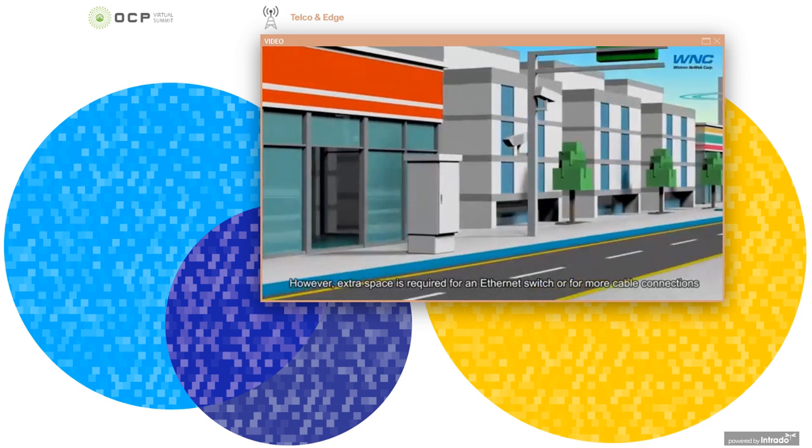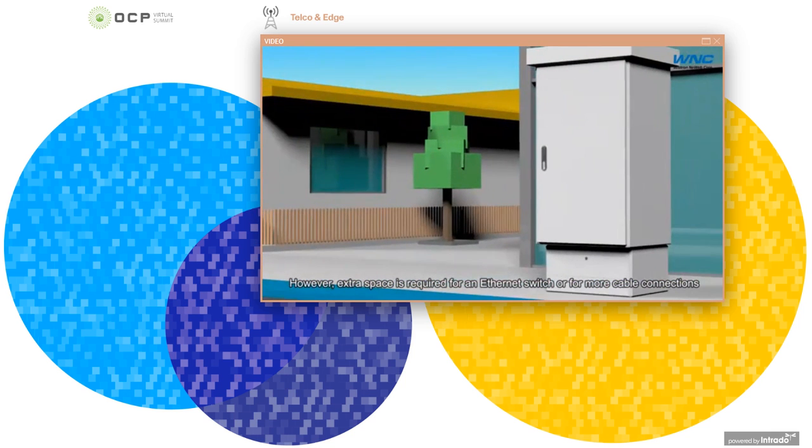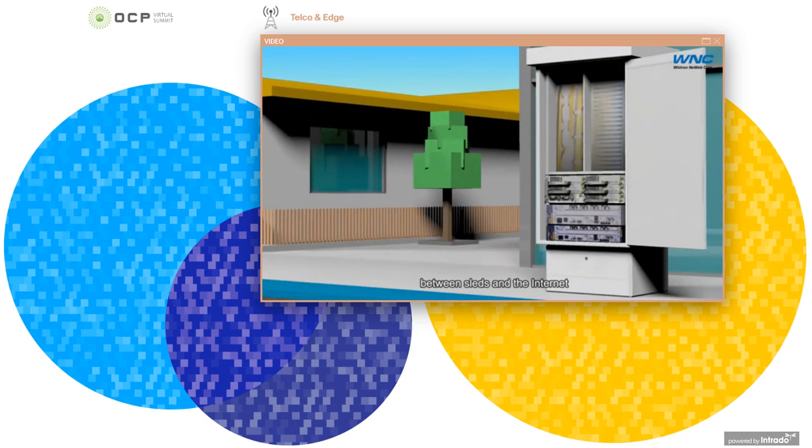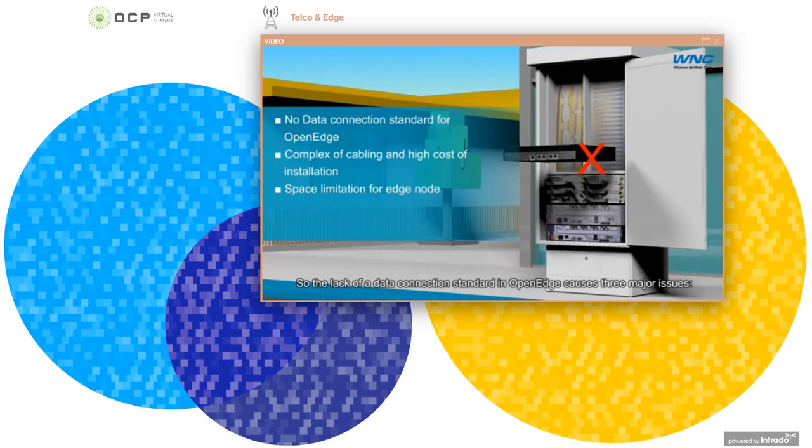However, extra space is required for an Ethernet switch or for more cable connections between sleds and the Internet. But if we want to reuse the existing cabinet, there is no room for an additional Ethernet switch. So the lack of a data connection standard in openEDGE causes three major issues.